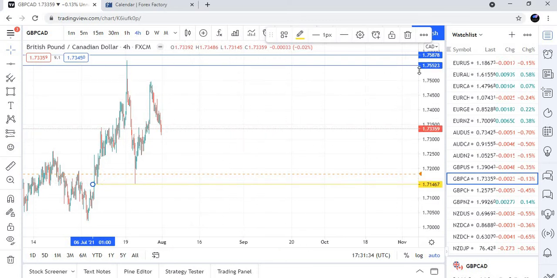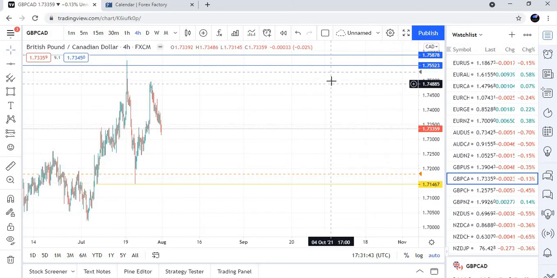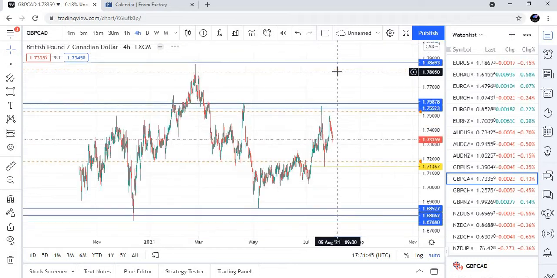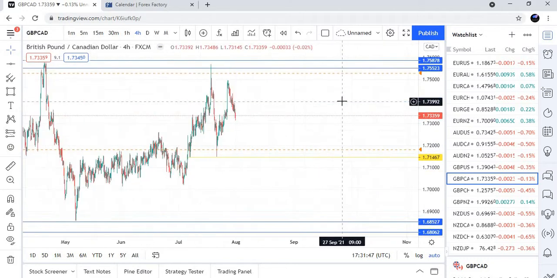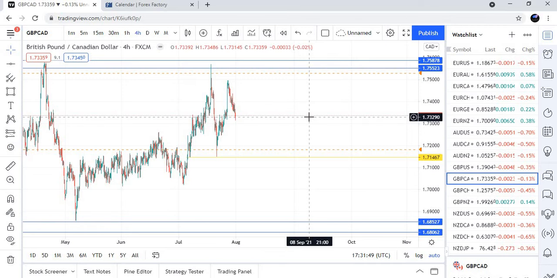And we're also going to be setting an alert because it's most likely going to happen that the price is going to want to get to this resistance level. So just in case the price gets to this resistance level, which is a really major resistance level, we're going to be placing a sell trade for the GBPCAD.